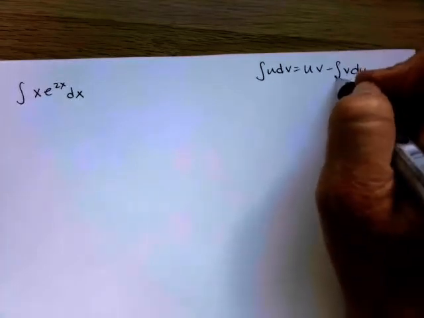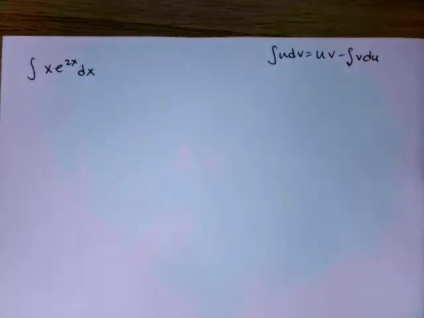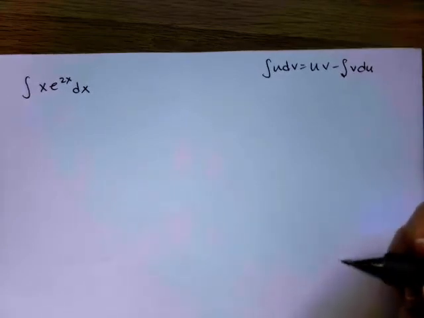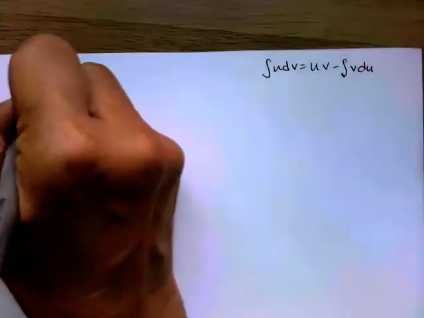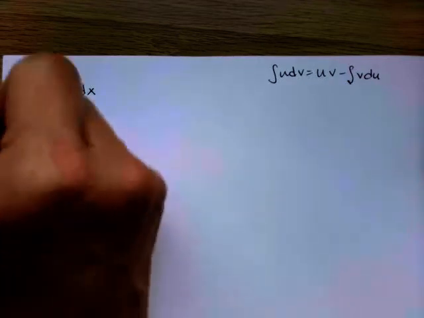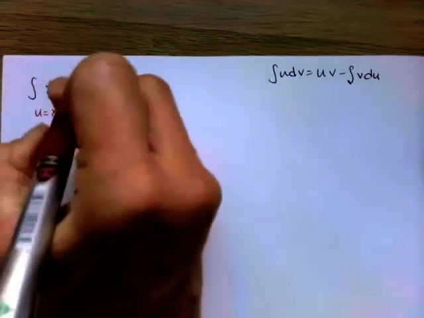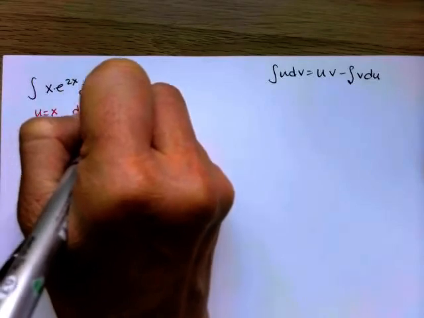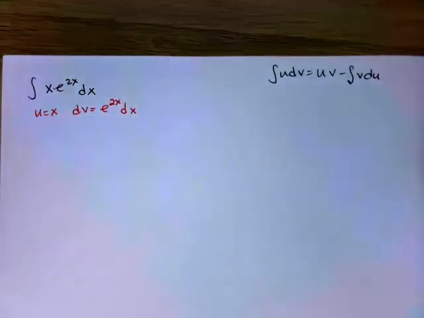I would have that handy, so it just helps remind you of what your pieces are. Again, how do you choose u? How do you choose dv? So here's our product, x times e to the 2x dx. If one of your factors is a polynomial, then that's what you choose to be u. It's a good first step, at least, a good first guess. So we're going to let u equal x. So then dv equals e to the 2x dx.